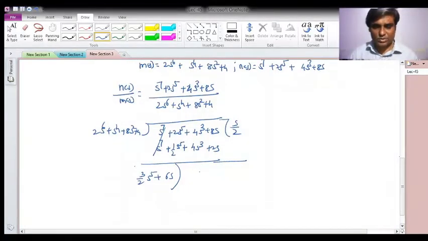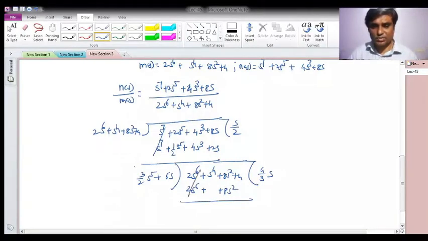Okay, so what will happen now? This dividend will be now 2s raised to 6 plus s raised to 4, 8s square plus 4. Okay, so again if I divide, it will be 4 by 3s. So if it is 4 by 3s, it will be 2s raised to 6 plus 8s square. Okay, and this will also vanish.